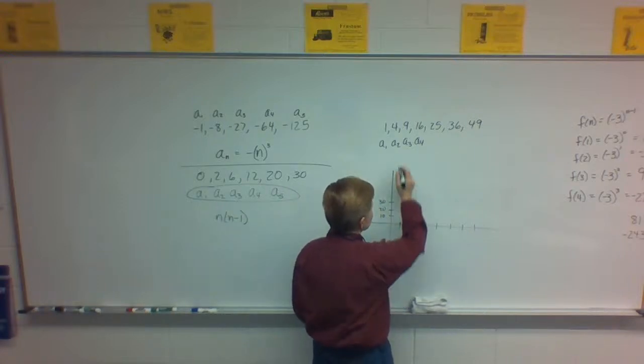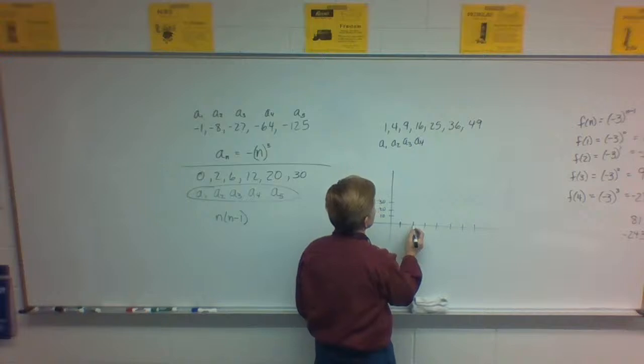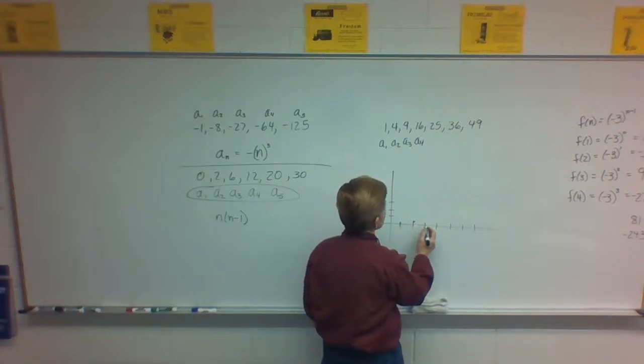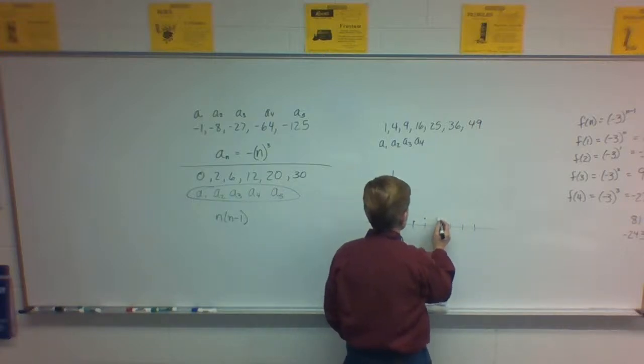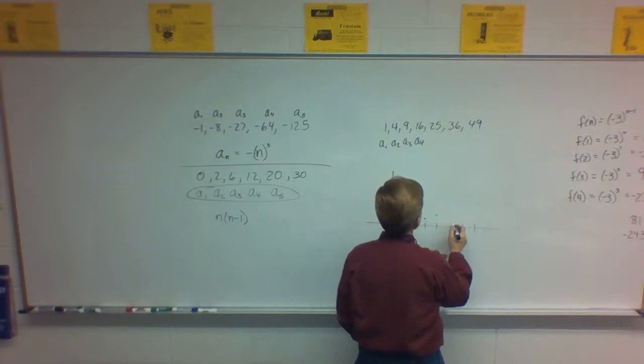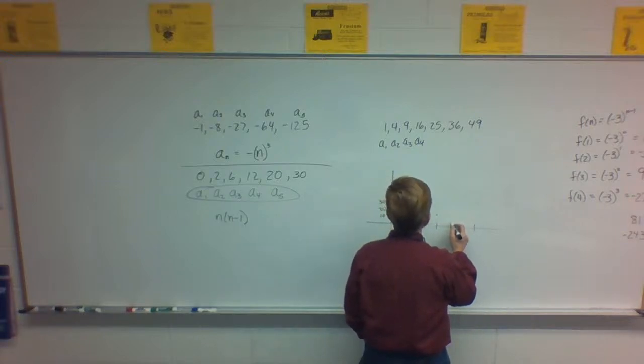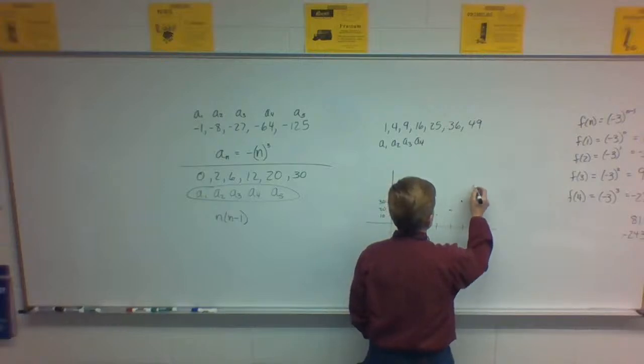The next one, that's the x value. We go over to 2, and we go up to 4. It's about right there. And then we go out to 3 and up to 9. That's almost at the 10. And we go out to 4. That's 16, a little closer to 20. I don't know if I should spread those out a bit more. And then 25, which would be right in the middle here, and then 36, and then 49.